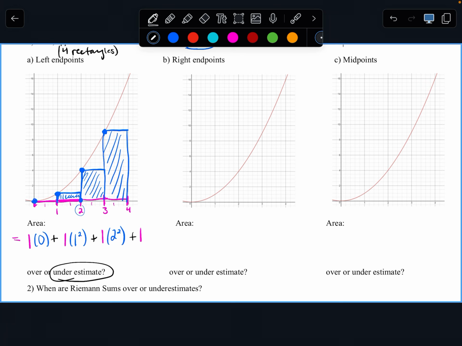Why did you leave it at +1? Oh, because it's 3 squared. Okay. And then add them all up, 14.